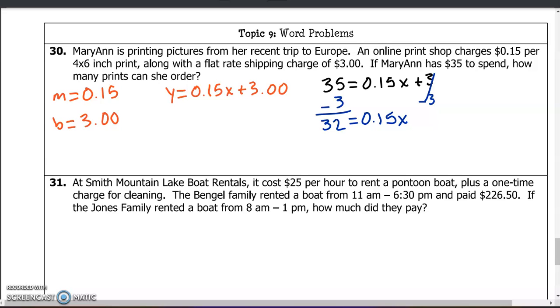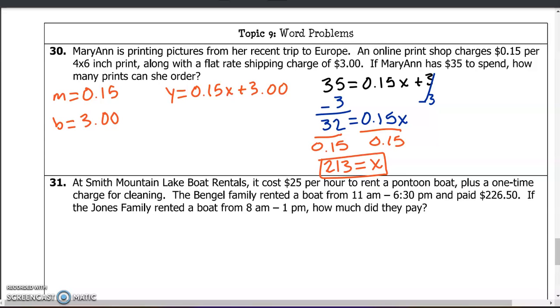So we're going to do divided by 0.15 and divided by 0.15. Then we just have to do 32 divided by 0.15, which is 213.33, right? Which means essentially you can do 213 prints, because you're not going to do 0.3 of a print. So 213. That's going to be your answer.